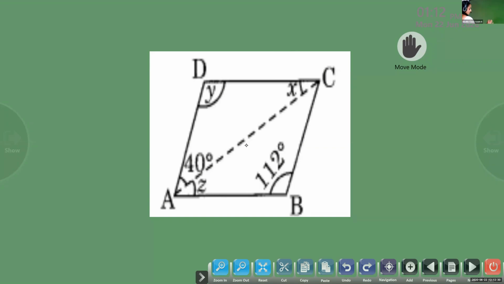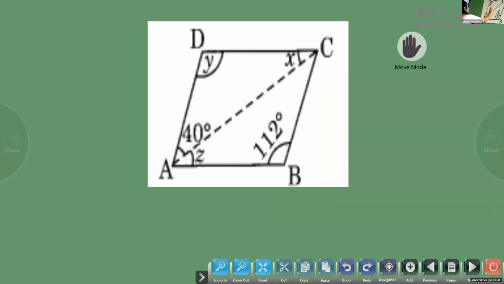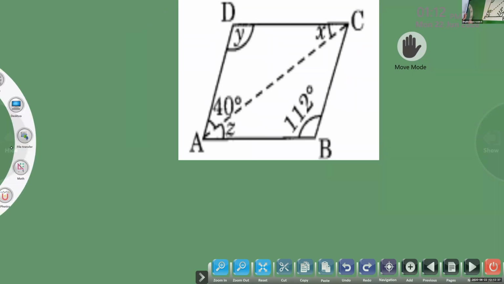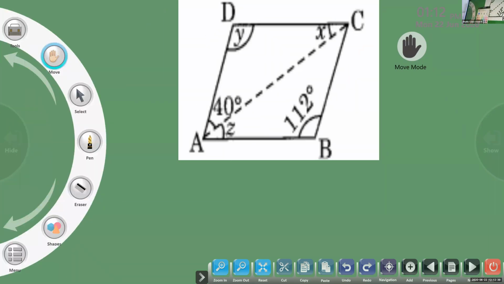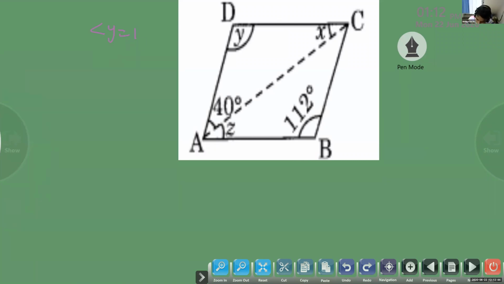Angle y equal to 112. Reason is opposite angles of a parallelogram are equal. Write the reason. Anlia, did you write the reason? Yes, ma'am. Opposite angles of a parallelogram are equal. So we got this as 112.